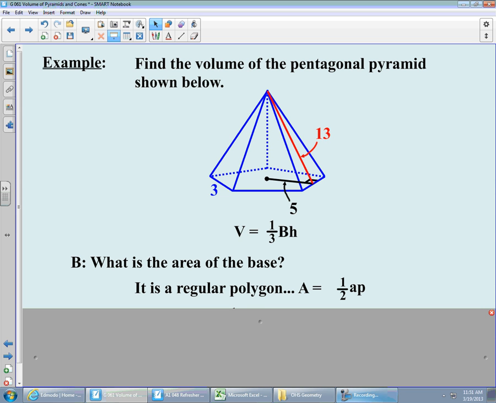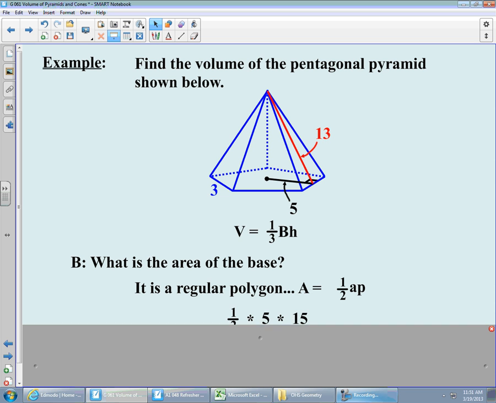Yeah, they didn't provide it for us, but it should be simple enough. They did give us one of the side links, or one of the edges down around the base, at 3 units, and if it's a regular pentagon, then it should be 3 units on all 5 of these sides. So that's going to be easy enough to find. The perimeter is going to be 15. Just plugging in numbers, we've got 5 times 15, and that's going to be 75.